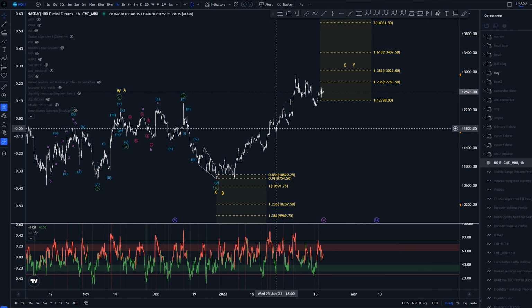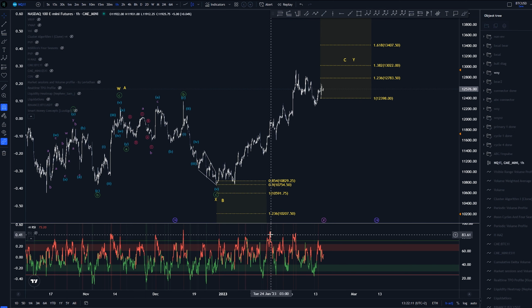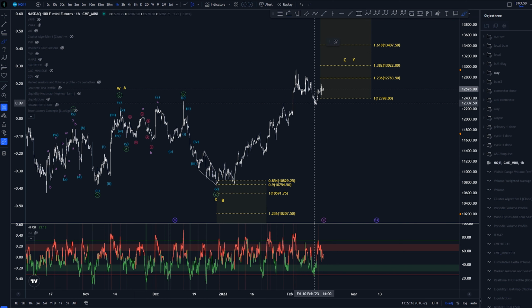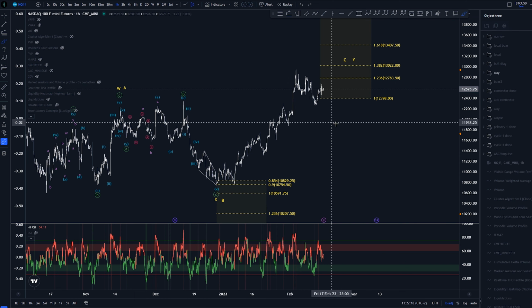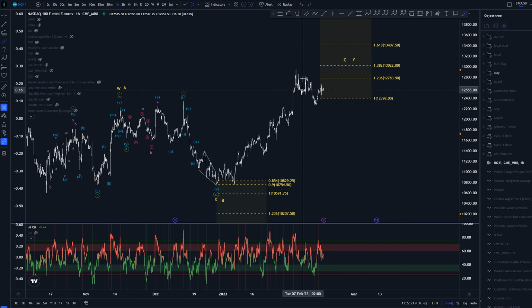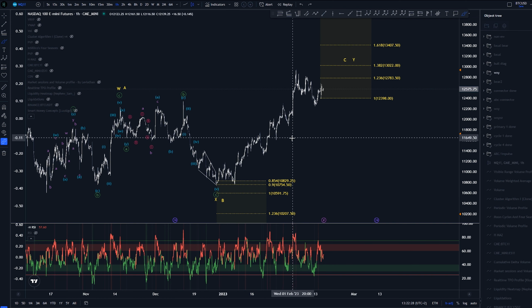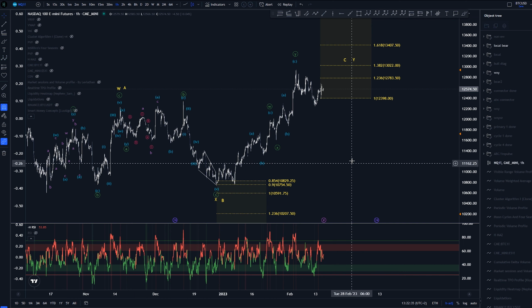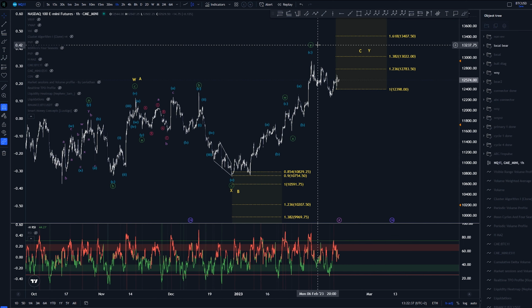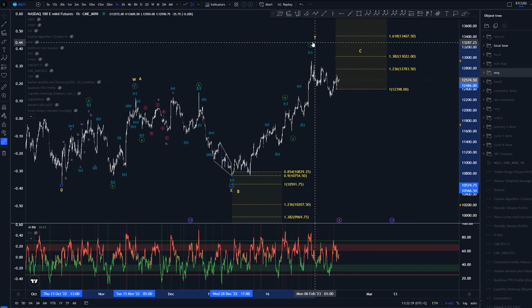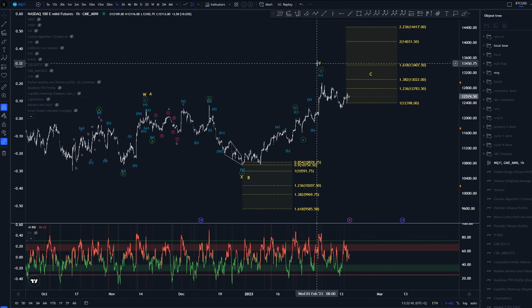At this point, there's a couple of different ways of labeling this. We do have a divergence over here, but the issue is that this structure is not very overlapping. Well, it is overlapping, but it's more corrective to the downside, not an impulsive structure to the downside like this one. So, a couple of ways of labeling this. One of them was having this as a WXY. This would be having this as a wave Y instead.